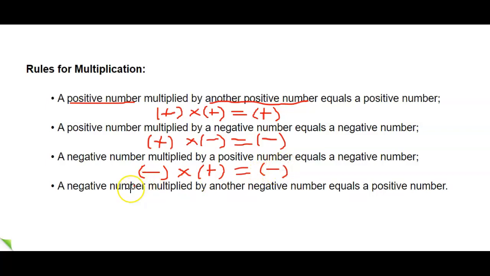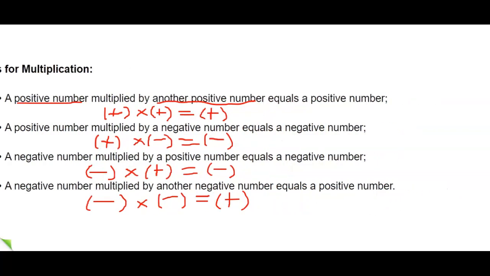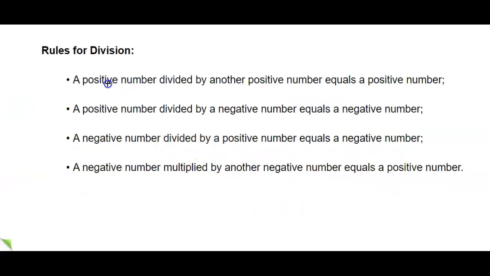And the final rule for multiplication is that whenever you are multiplying two negative numbers, the answer would always be positive. So a negative multiplied by negative would give us positive. So these are the rules you need to remember for the multiplication of integers. Let's look at the rules for division. They are very similar to the rules for multiplication.